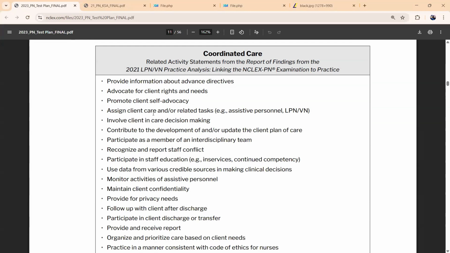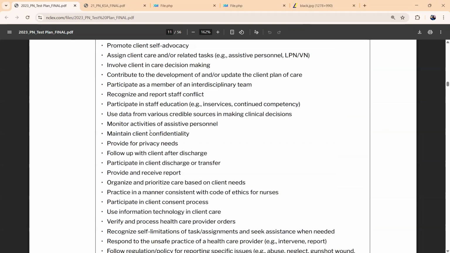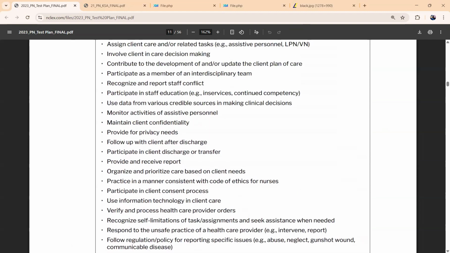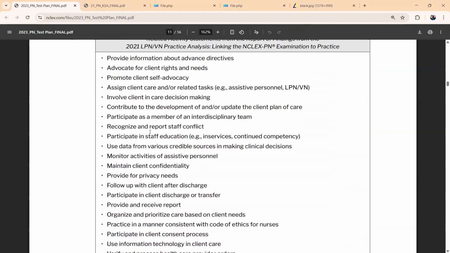What is involved in assigning care? This is your delegation, right? Why do we involve clients in care decision making, and why is it important? All these things, you just need to know them. Once you know them, you have a strong base knowledge related to all this information right here. Now, when the NCLEX is testing you on anything, you will easily see and spot those things.